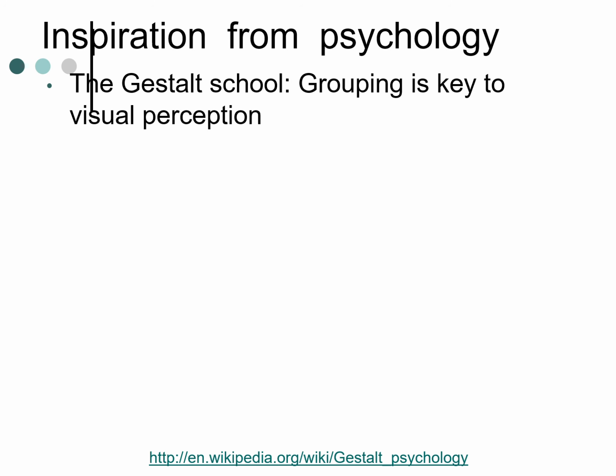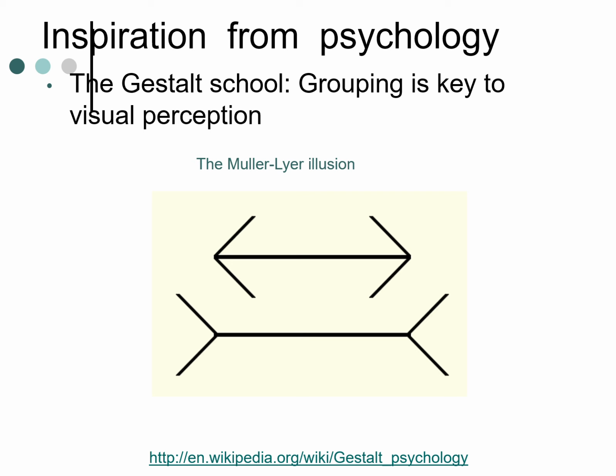We have some inspirations from psychology, from the Gestalt school. Grouping is a key to visual perception. For example, the Muller-Lyer illusion. We have the closed brackets grouped together and the open brackets grouped together.